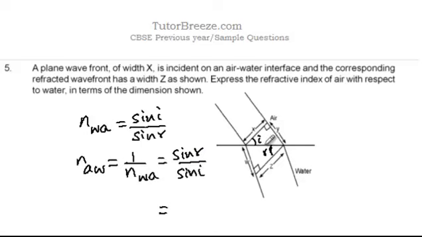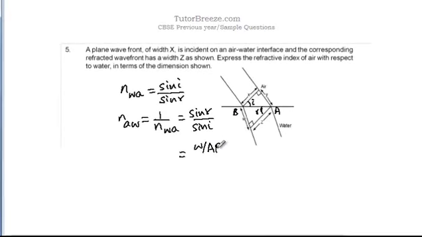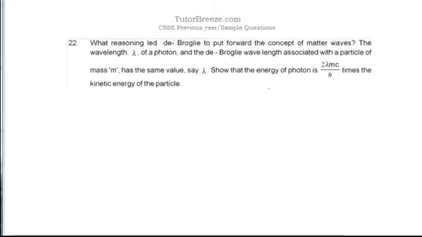Now from the right angle triangles, you can see that sin r would be W over, and let's say this distance I'll call AB. Sin r is W over AB, and sin i is equal to Y over AB. So this gives us the refractive index as W over Y.